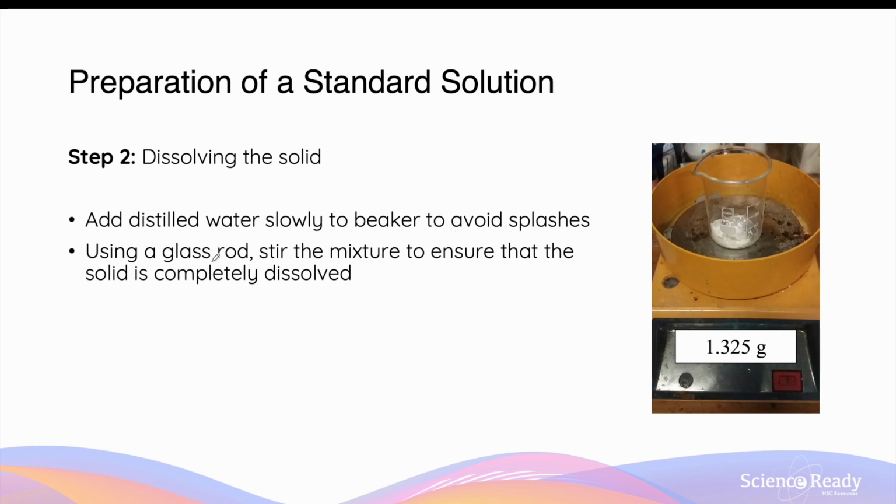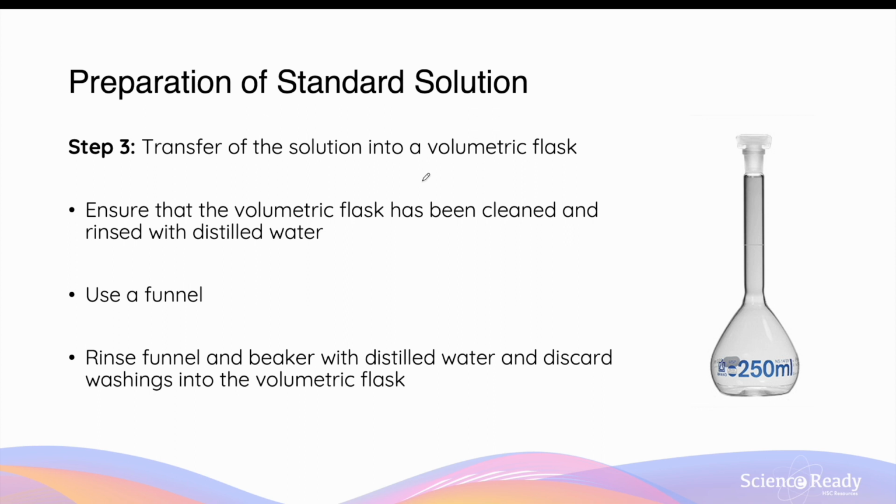To help with the dissolution process, you can use a glass stirring rod to make sure that all solid forms of the sodium carbonate are completely dissolved. Once the solution has been properly made in the beaker, you can then transfer this into a volumetric flask using a funnel. However, before you make the transfer, ensure that the volumetric flask has been properly cleaned and rinsed with distilled water. We can use distilled water to prepare the volumetric flask because we'll be adding distilled water to the already made solution to achieve the right concentration.